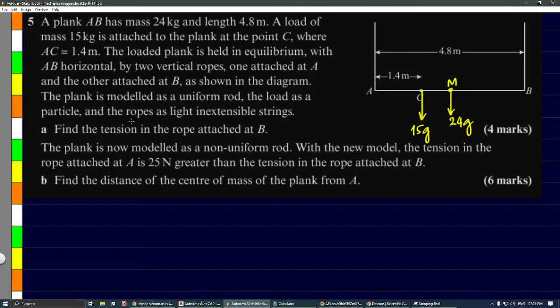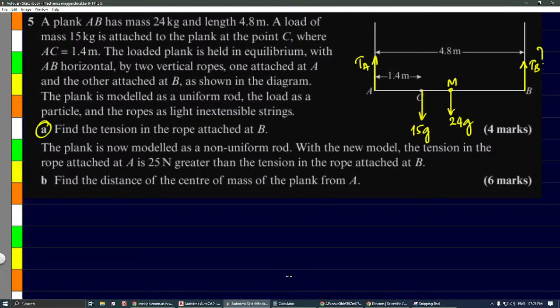The load is modeled as a particle and the ropes as light inextensible strings. So because these are strings, the tensions will be acting in the upward direction at both A and B. Find the tension in the rope attached at B. So first bit, we have to find the value of TB.